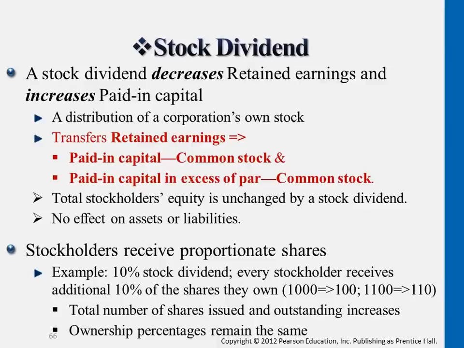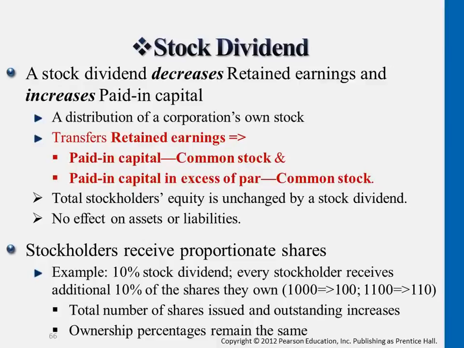So in chapter 13, earlier in 12, we talked about cash dividends. Here we're talking about stock dividends. Both of them are rewards to shareholders. However, cash dividends reduce cash, which is an asset. Stock dividends reduce retained earnings.